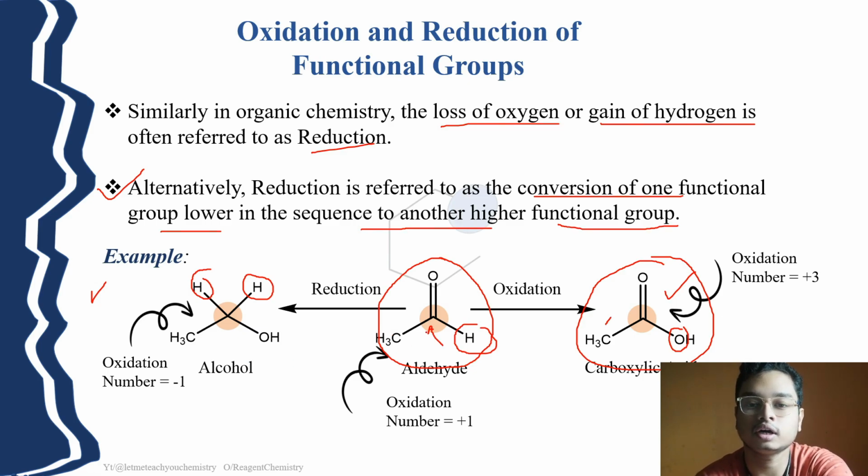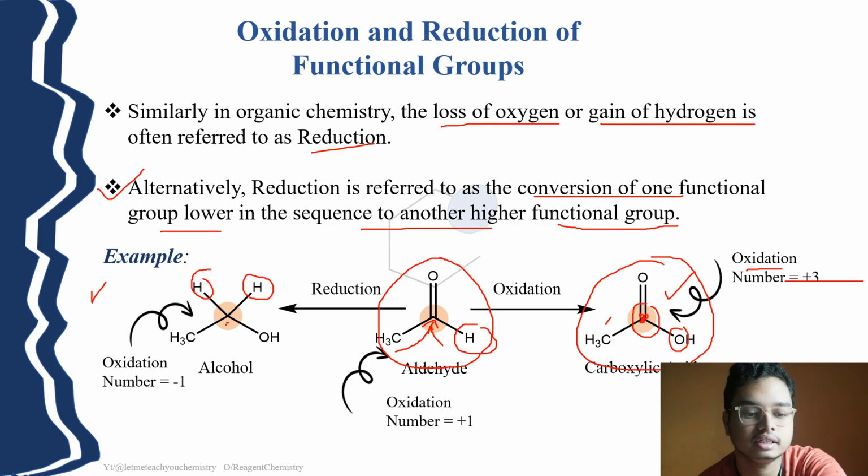Now we can talk about the oxidation numbers. Here in this particular carbon, if we calculate the oxidation number, it is +1. How to calculate the oxidation number, we'll learn in this lecture, but a little later. Okay. And in the case of the carboxylic acid part, the oxidation number of this particular carbon, this center carbon, is +3.